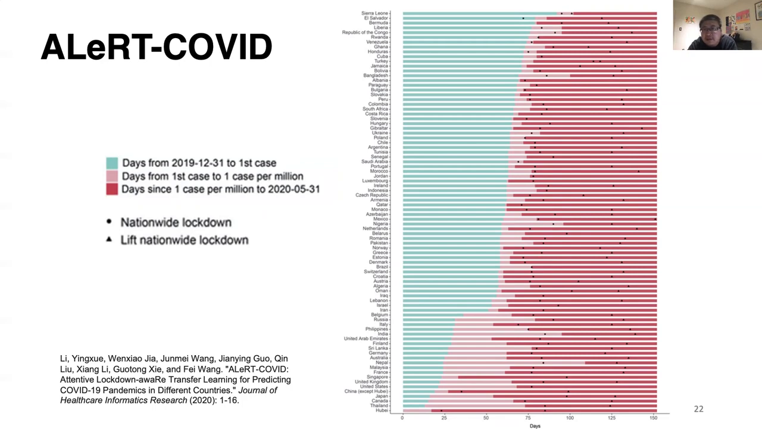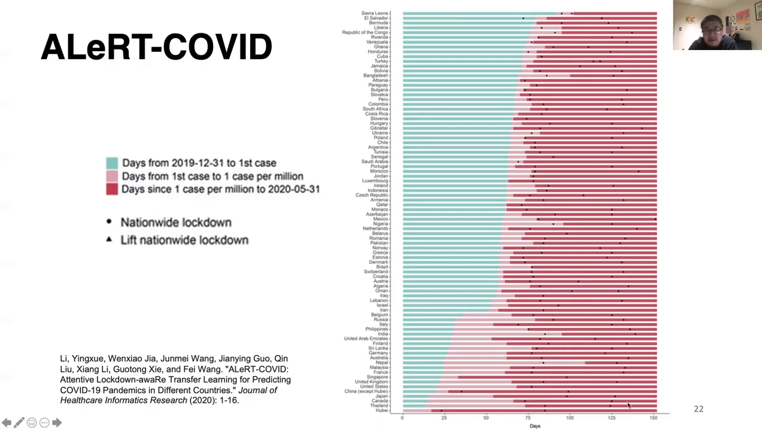The length of the green bar denotes the days from that date to the date of the first detected cases in each specific country. Every row is a country. The length of the light pink bar denotes the days from the first detected cases to reaching 1 case per million in each country. And the dark pink bar denotes the days from the date reaching 1 case per million to May 31st.